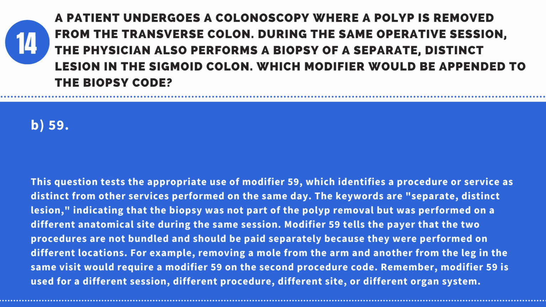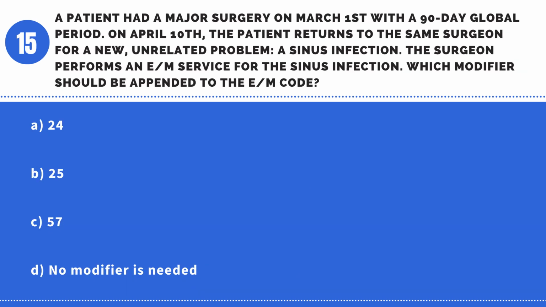Modifier 59 tells the payer that the two procedures are not bundled and should be paid separately because they were performed on different locations. For example, removing a mole from the arm and another from the leg in the same visit would require a modifier 59 on the second procedure code. Remember, modifier 59 is used for a different session, different procedure, different site, or different organ system. Question 15. A patient had a major surgery on March 1st with a 90-day global period.